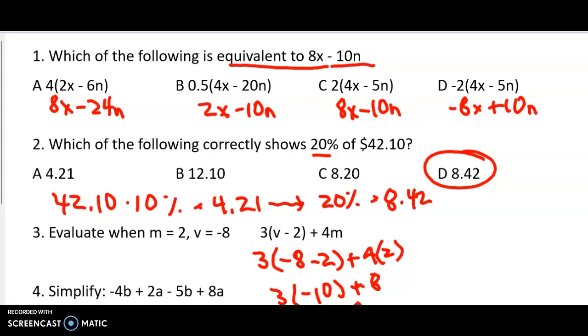Looking at question 1, which of the following is equivalent to 8x minus 10n? You see that the first term should be positive, the second term should be negative. As you look, you can see that there's a positive 8x for A, but it's a negative 24, so that doesn't match. First term for B is a 2x, and it should be an 8x. Answer choice C looks like it's the only one that has the correct answer on it. You get a positive 8x, and then you get a negative 10n, which is what we were looking for.